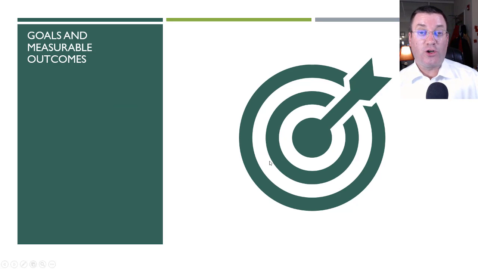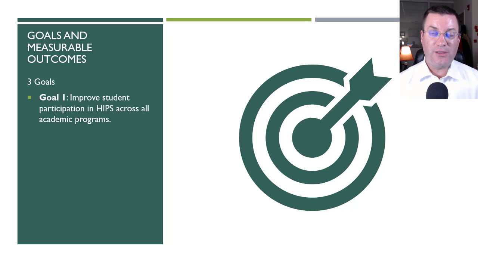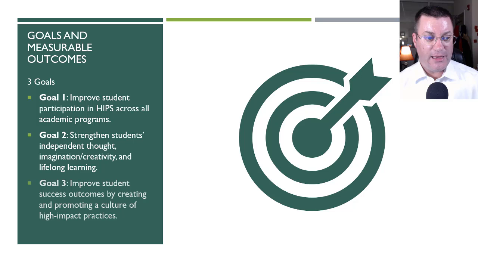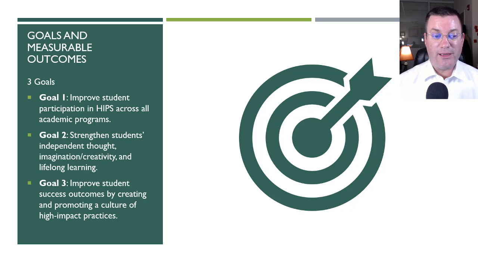First of all, here are our goals, and then we're going to be talking about measurable outcomes that we can look at in pursuit of those goals. So we have three goals laid out in the QEP. Goal 1 is to improve student participation in high-impact practices across all academic programs. Goal 2 is to strengthen students' independent thought, imagination, creativity, and lifelong learning. And goal number 3 is to improve student success outcomes by creating and promoting a culture of high-impact practices.